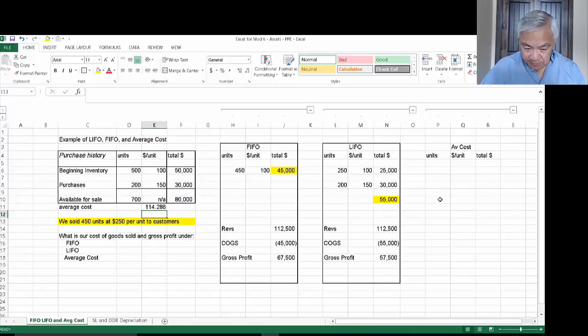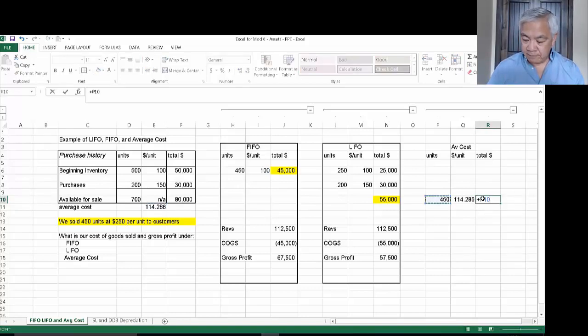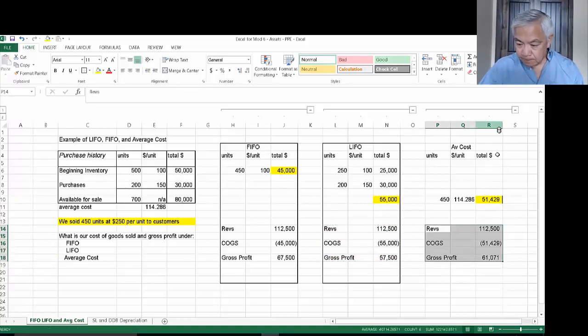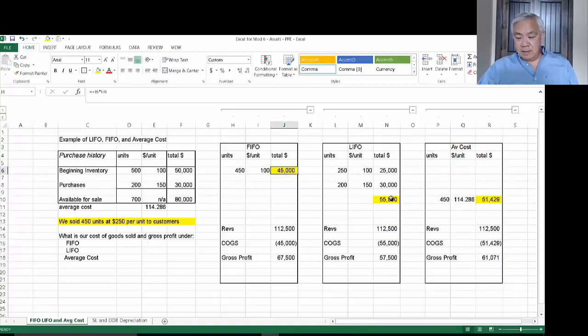Now, under this method, it's still 450. We still say it's the same amount. And our cost we're going to use is the average. The cost is 450 times the average. And so this is our new total. And we can then do the same on cost of goods sold and margin. And what do we see? 45 was the lowest and 55 was the highest, and average, as average means, is in the middle.